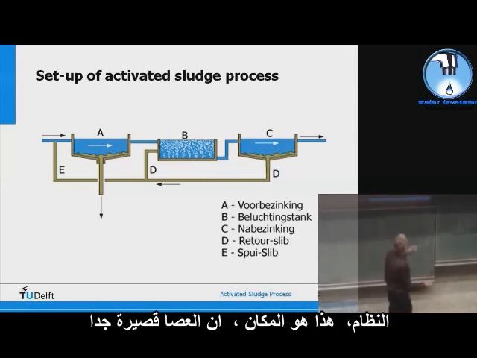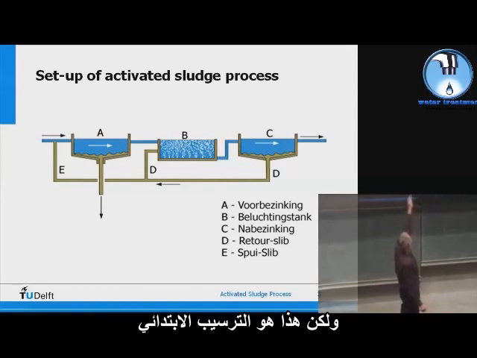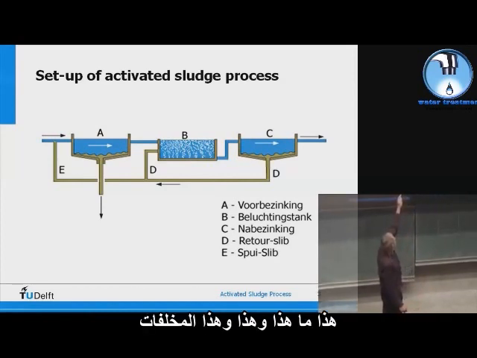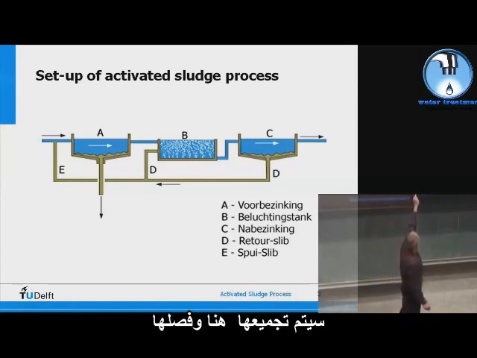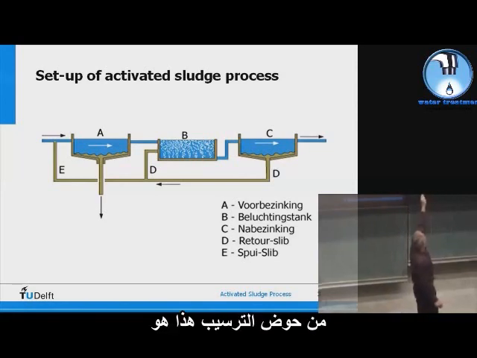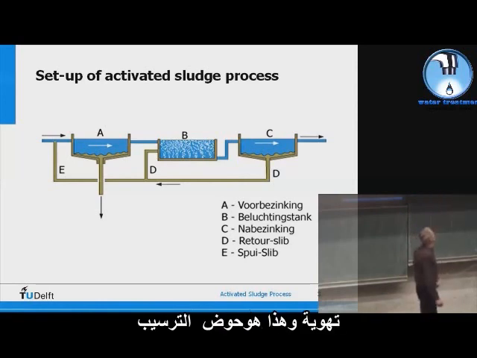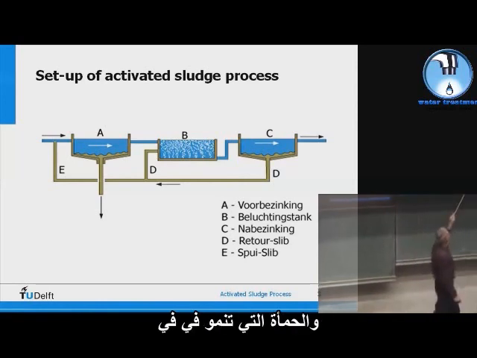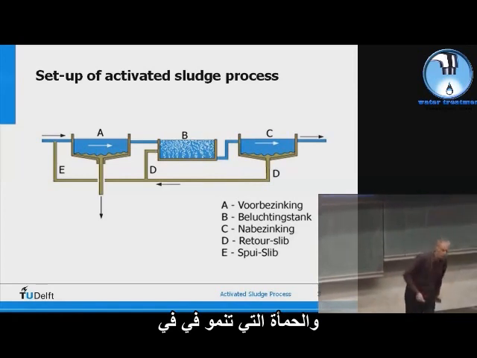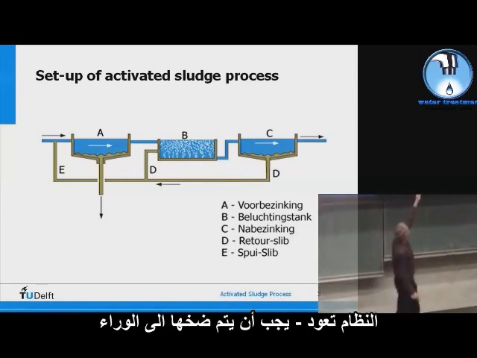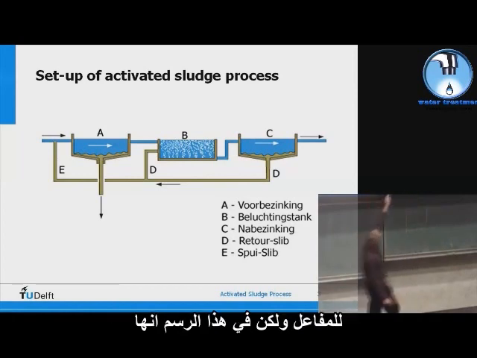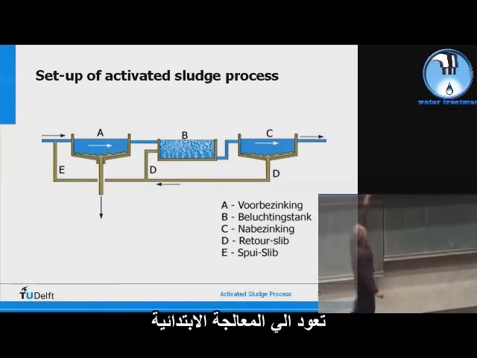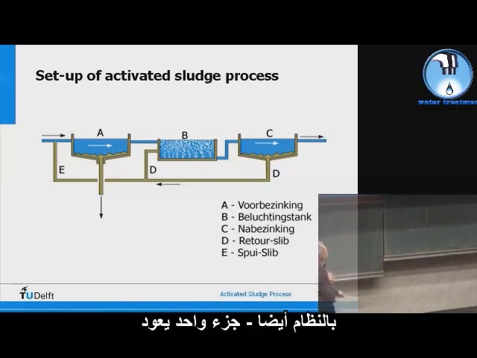system. Well, this is, it's just too short, but this is a pre-sedimentation, so garbage will be collected here and separated from the settler. This is the activated sludge reactor. That's aerated, and this is the sedimentation tank. And the sludge that grows in the system should be fed back to the reactor, but in this drawing, it's fed back to the primary treatment system.